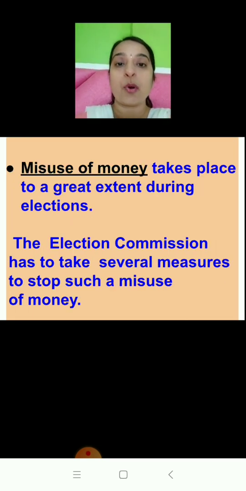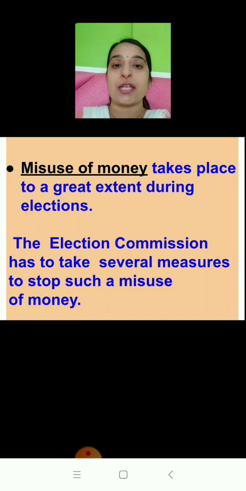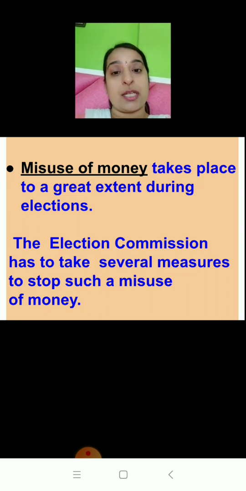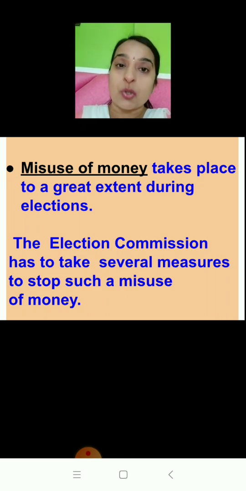Now children, very important, first is misuse of money. Misuse of money takes place to a great extent during elections. Now children, just now you had learned how the people are attracting the voters to vote in favor of them by giving them household items, by giving them money. So they are bribing them. Yes. So misuse of money takes place to a great extent during elections. Therefore, the Election Commission has to take several measures to stop such a misuse of money. So misuse of money has to be stopped, right?